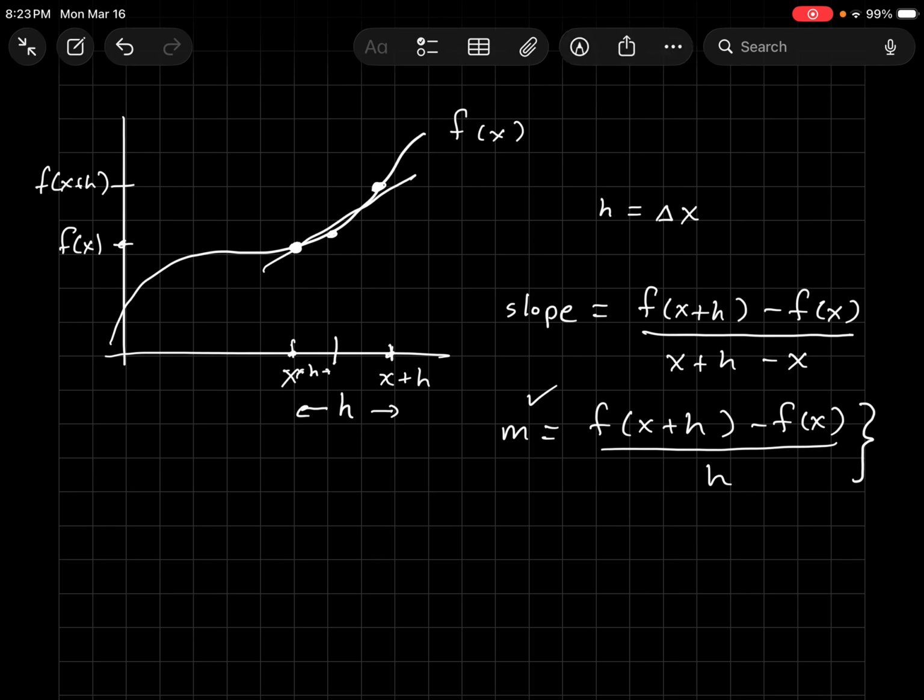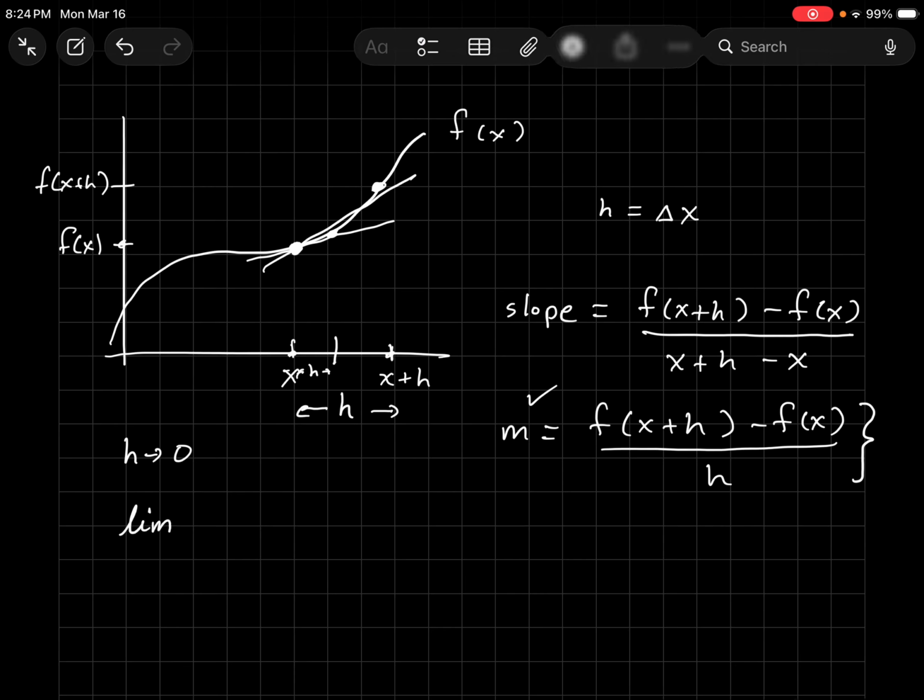Now, if I take this slope, is that the slope at my point? Well, no, but it's probably closer. Certainly looks like it's closer to the actual slope. So how can we get an even better slope? In fact, how can we get the slope at that point? What if we keep squeezing h down to 0, so that the points are so close, they're basically the same point?